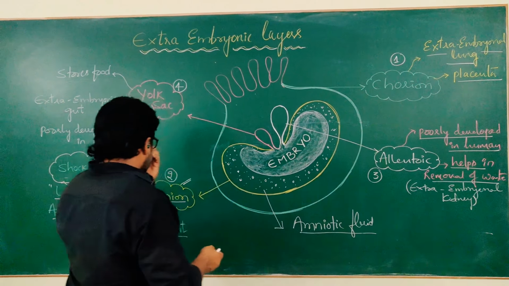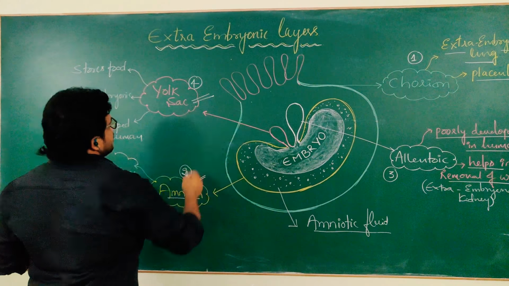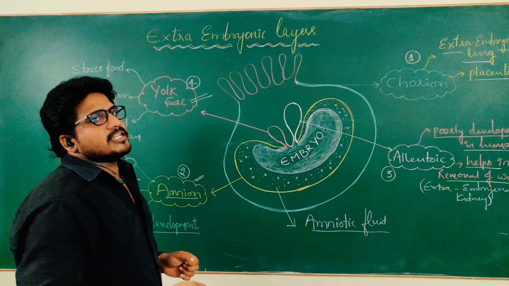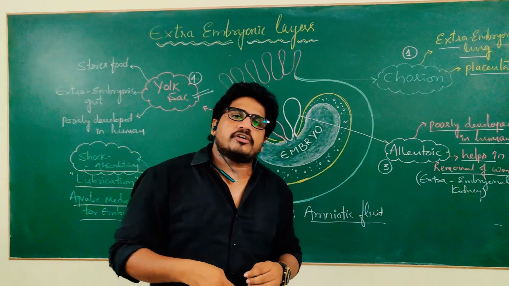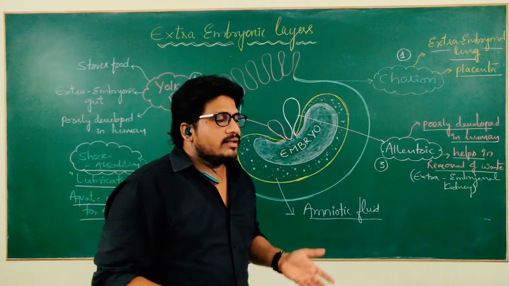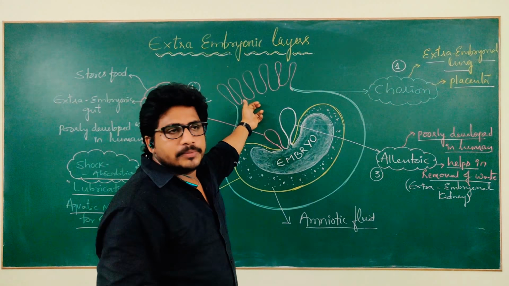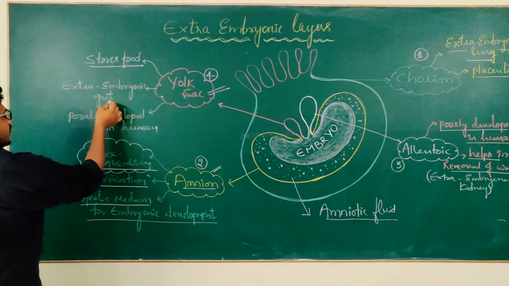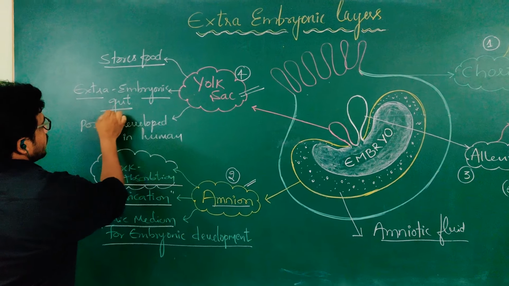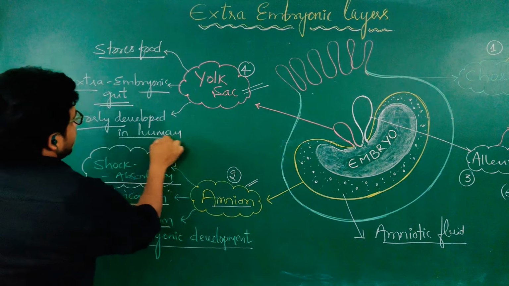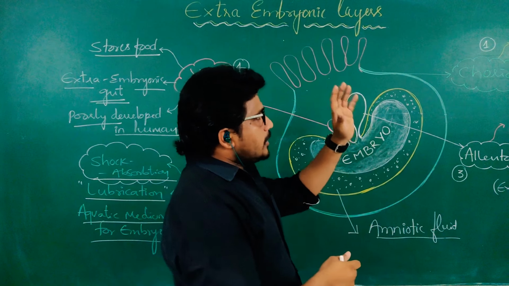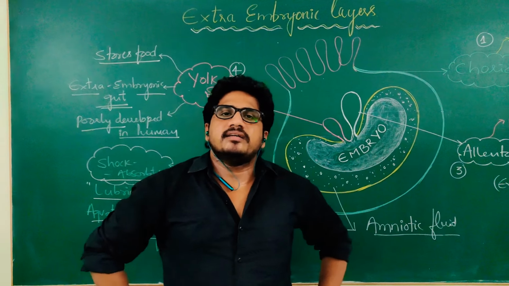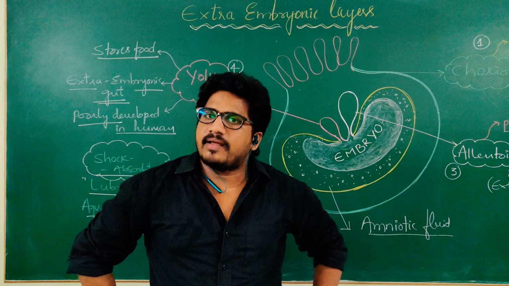Now, the last and innermost layer is the yolk sac. I already told you before, the yolk sac is also reduced in human. The role of the yolk sac is not there in the human. Why? The placenta is well established. Generally, the yolk sac helps in the storage of food, and it is also called the extra-embryonic gut. It is highly developed in birds and mammals.